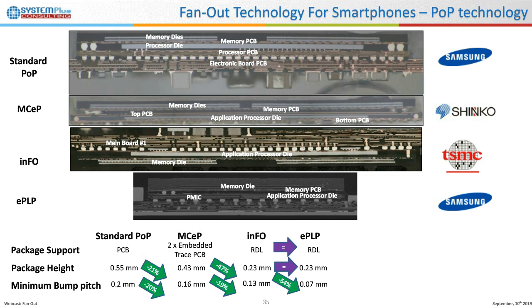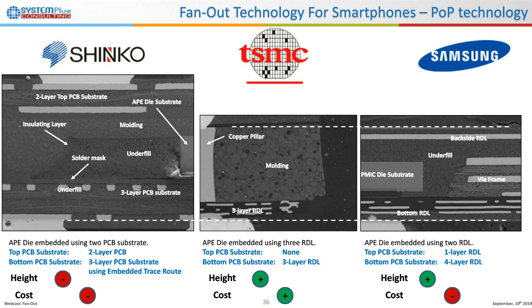And comparing the 3 PoP packagings on the market, we could establish a comparison in terms of cost and height between them. We can see how the industry has evolved over the years. Shinko, with the molded copper embedded package, was using 2 different PCBs, one advanced using embedded trace, enabling low line space. TSMC introduced fan-out with through package via copper and a single side RDL. And Samsung has innovated with a double side RDL package with a diaphragm using embedded trace, but it results in a higher cost compared to InFO technology.